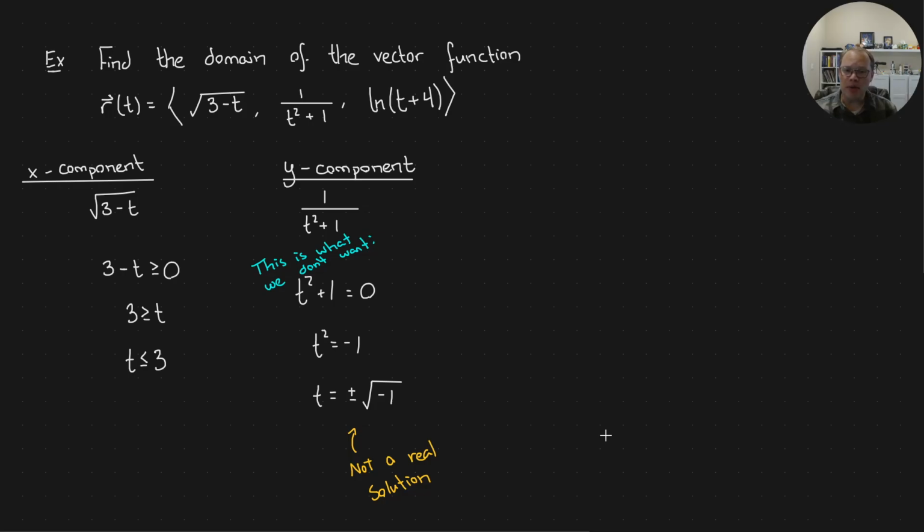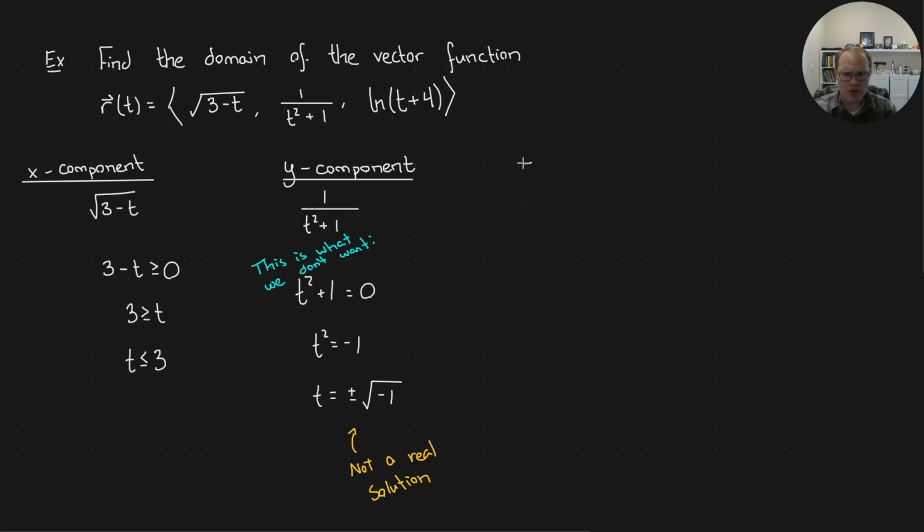And if we take a moment and think about it, that makes sense. Our denominator is t squared plus 1. t squared is always non-negative, right? The smallest it could possibly be is 0. If I plug in anything else, because it's squared, it will become positive. And then on top of that, I add one more. So this will always be a positive number. 1 is actually the smallest it could ever be. So I cannot make it 0. So there's no new restrictions from my y component. The domain is all real numbers, for just that component.